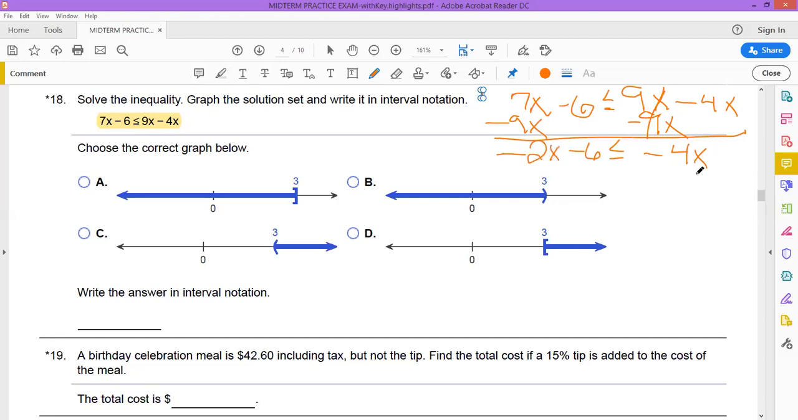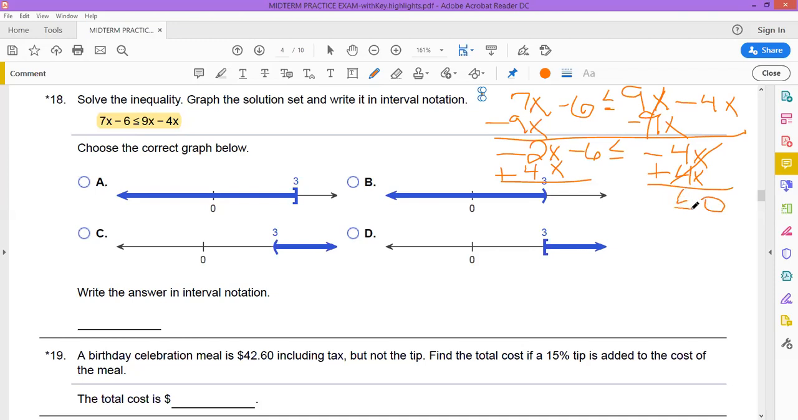Now what you notice is there's another x term. So we really could have combined the x terms from the beginning, but since I didn't do that, we added an extra step that was unnecessary. So we're going to add 4x to both sides of the inequality. And -4x plus 4x gives us 0 on the right side of the inequality.